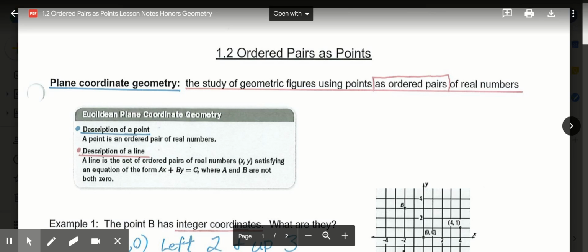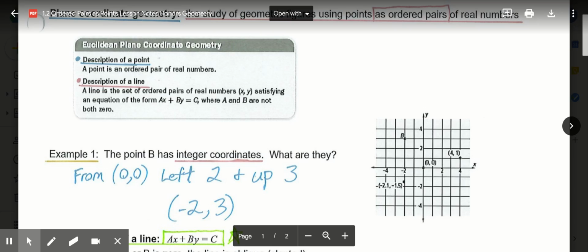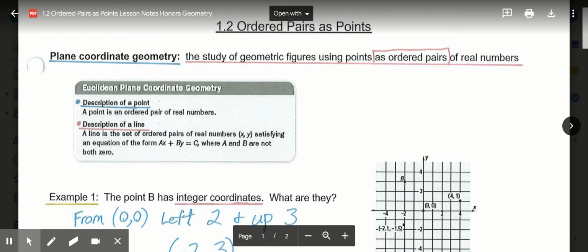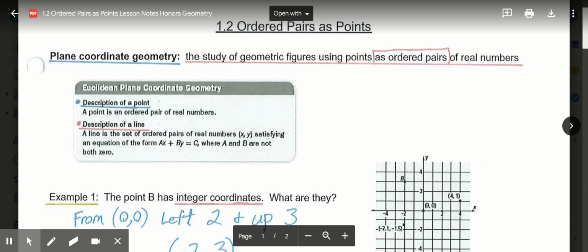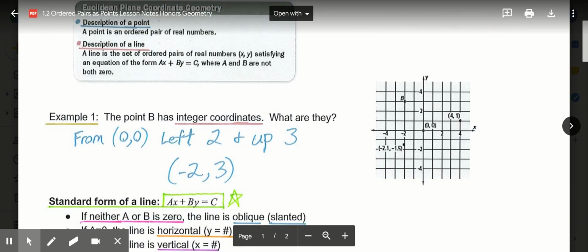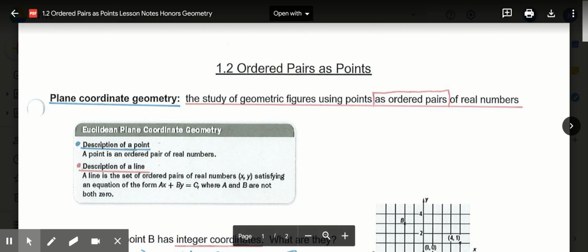So when you think about anytime you've put things on a Cartesian coordinate plane or coordinate plane, that is using ordered pairs of real numbers. So you were performing plane coordinate geometry. So the study of geometric figures, and figures can be points, can be lines, segments, shapes. The study of geometric figures using points as ordered pairs of real numbers. So plane coordinate geometry, you can think of taking place on a plane or having ordered pairs or coordinates.